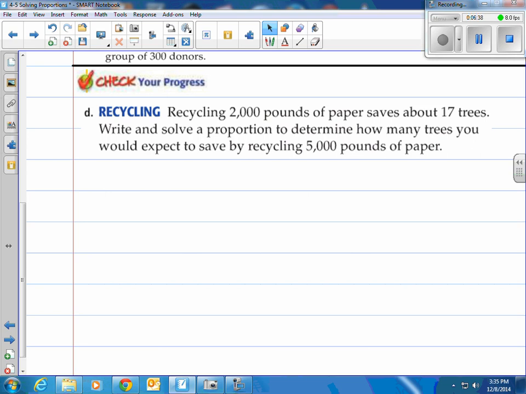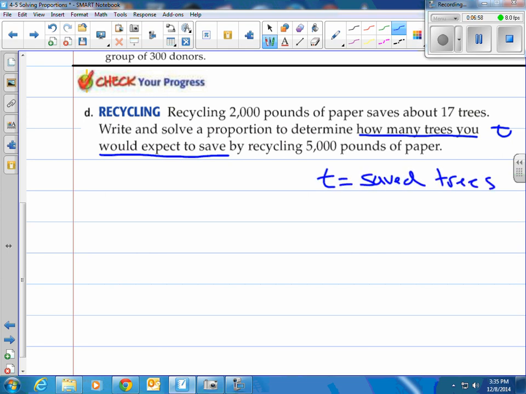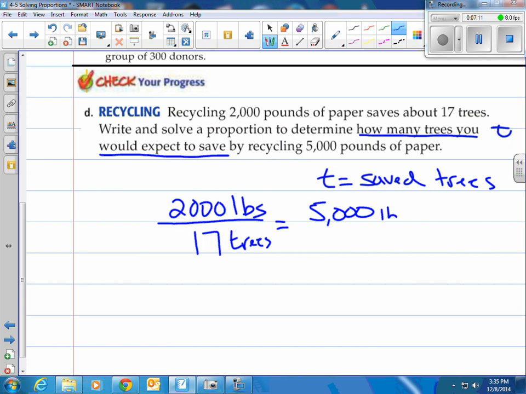Recycling 200 pounds of paper saves about 17 trees. Write and solve a proportion to determine how many trees you would expect to save by recycling 5,000 pounds of paper. We're going to call that T. T is saved trees. And we know that 200 pounds saves you 17 trees. Well, then how many trees would you save with 5,000 pounds of recycling? There's our T for our variable.